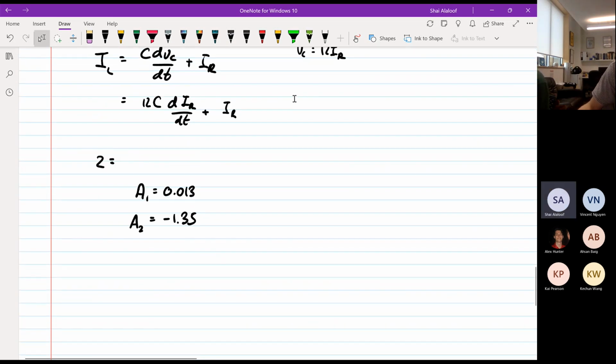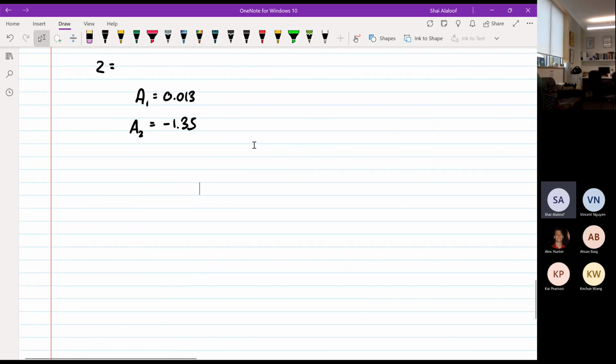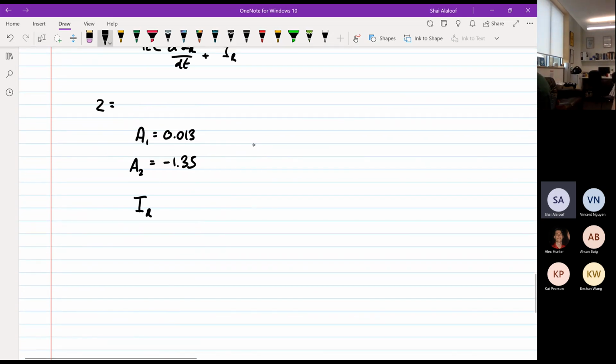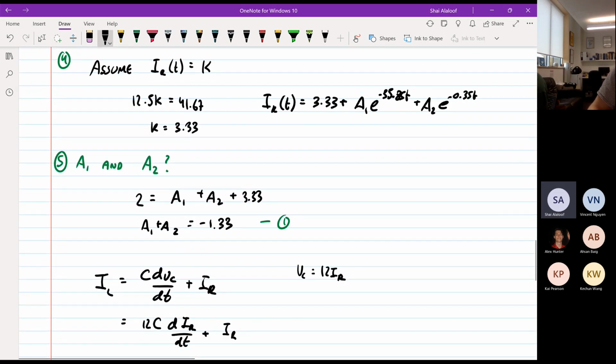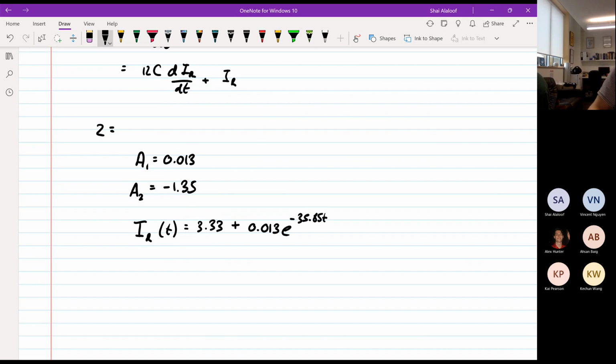From then on, you just solve simultaneously using whatever method you learned, and then your final answer is 3.33 plus 0.013 e to the minus 35 point, whatever it was. I think it was 5. Yeah, 85. Plus minus 1.35 e to the minus 349 technically, but it doesn't matter. Amps, and that's it.